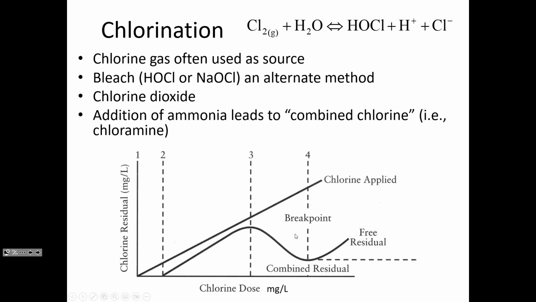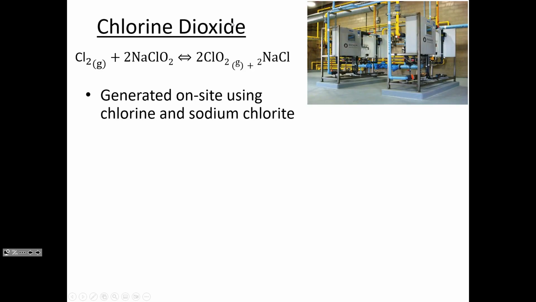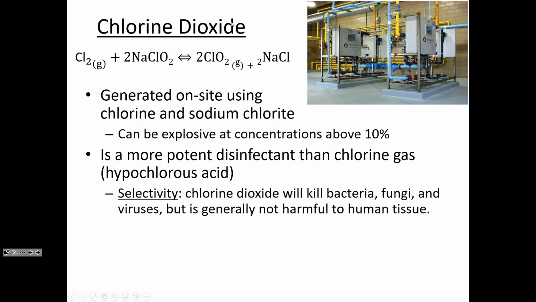Even better than chlorine, chlorine dioxide is being used in a lot of applications. It has to be generated on site because it's relatively unstable, and it's also explosive in high concentrations, so it's a little bit dangerous. But the advantage that it offers is that it's a much more potent disinfecting agent than just chlorine gas.